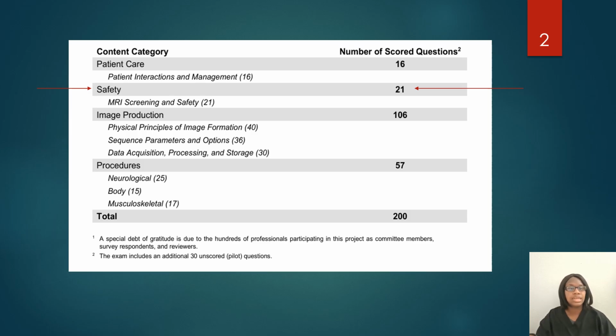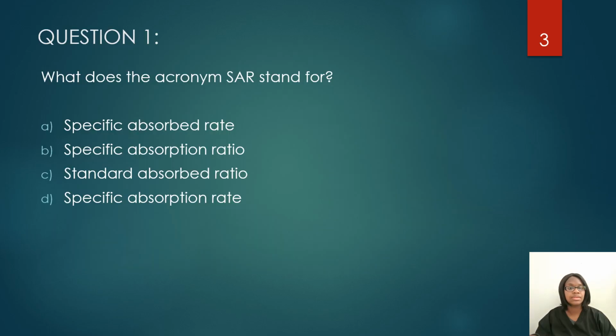But in today's lesson, we are going to focus on the MRI safety questions, which is 21 questions that can be asked to you on the test. There will be a total of 200 questions, so keep that in mind. You also have 30 unscored pilot questions at the bottom of this paper. So just go back and review all of these topics and content categories. And also, I will make questions for each one of these.